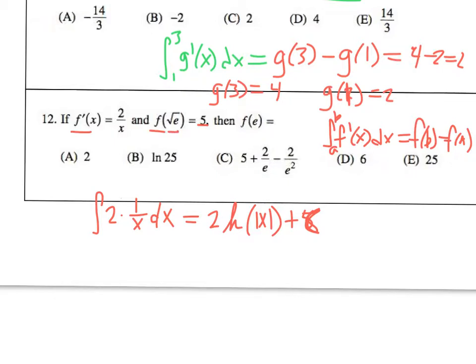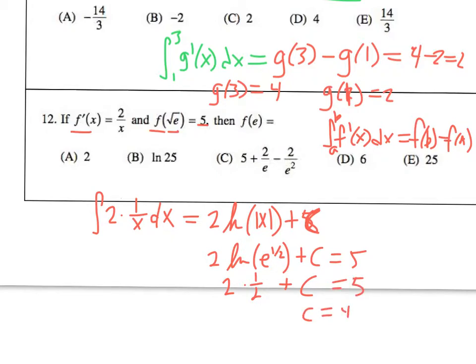And then if I plug in this stuff, so 2 times the natural log, I'm going to write this as e to the 1/2, and then plus c is equal to 5. The natural log of e to the 1/2 would be a half, times 2 is 1. And if 1 plus c is equal to 5, that means that c has to be 4. And that gives us something to work with. So we've got 2 ln of the absolute value of x, and then plus 4.